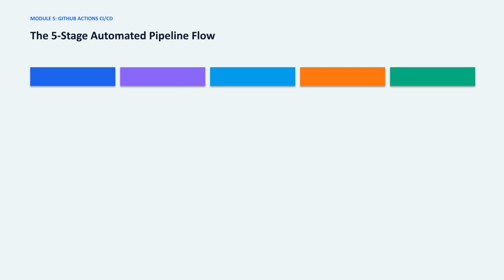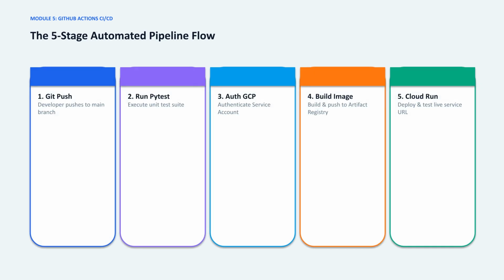Our automated pipeline consists of 5 stages: triggering on a Git push, executing our PyTest suite, authenticating with Google Cloud, building and pushing the container image, and finally deploying to Cloud Run.